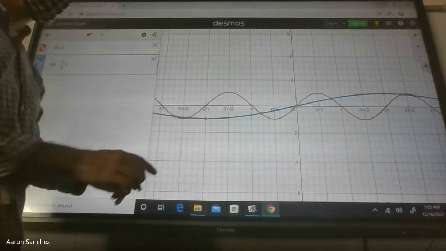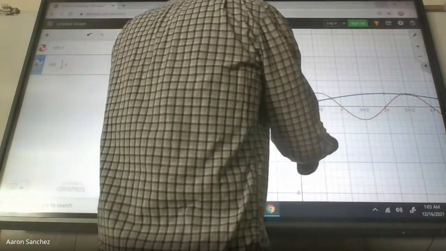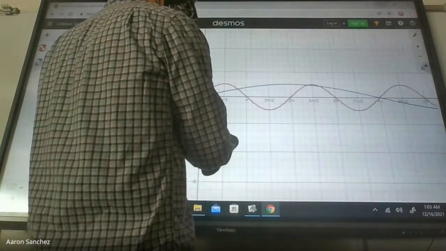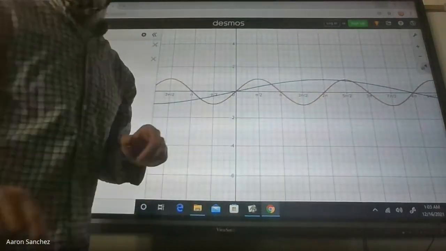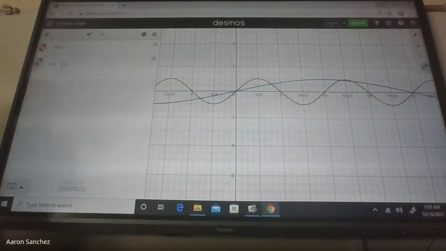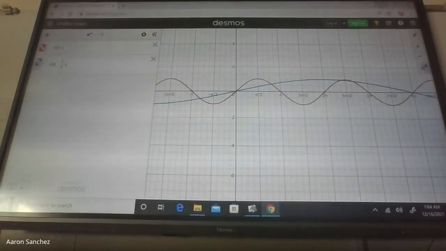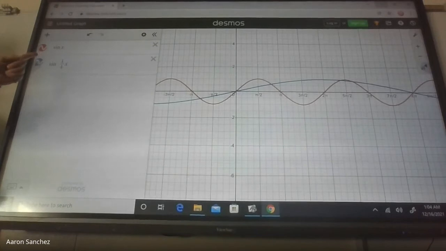See, now it's finishing a cycle at 4 pi probably, right? Look over here. Can you guys see on yours? Well, when does it finish a cycle? How do you figure it out? 2 pi over, what's my b? What's my b here? 1/4. 2 pi divided by 1/4. You guys remember how to figure that out?